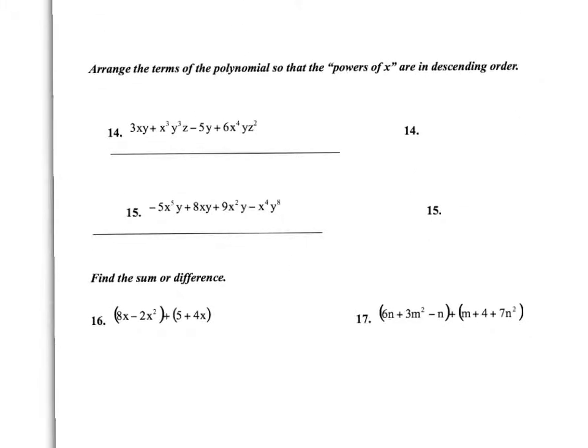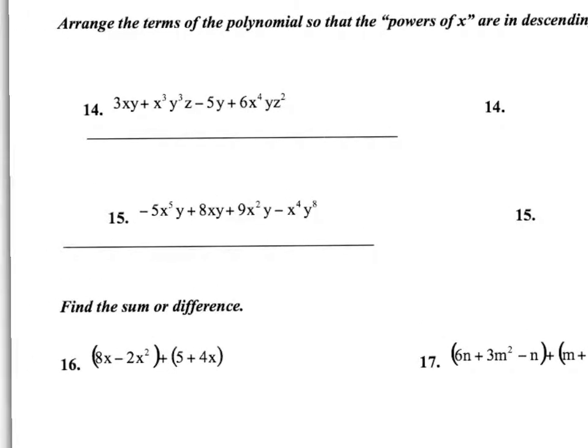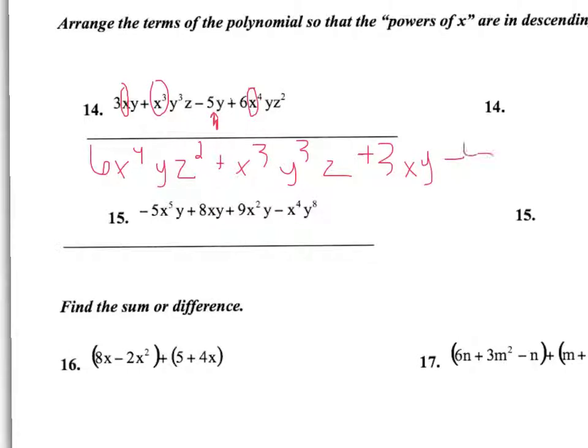All right, write the terms in descending order with respect to x. What that means is that you're just going to pay attention to the x's and nothing else. So here's an x to the 1st, x cubed, no x's right here in this term, and an x to the 4th. So the first term needs to be the 6x to the 4th, yz squared, because that's the highest, and then x cubed, y cubed, z, because that's the next highest, then 3xy, that's a plus, and then finally minus 5y, because it doesn't have any x's at all.